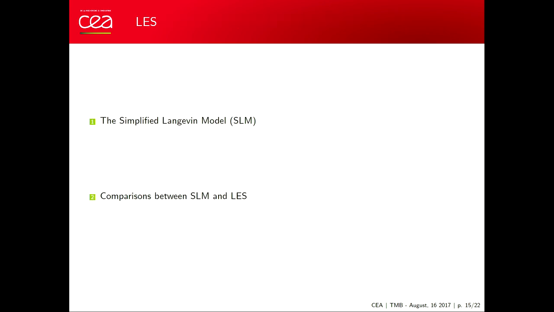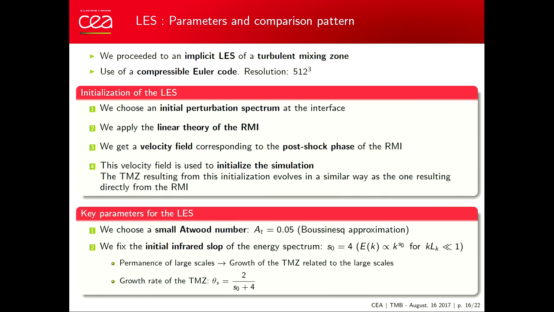Now that we have analyzed these properties, we wanted also to compare the SLM results to the ones given by large eddy simulations in order to have an idea of its restitution of the evolution of the TMZ. So we proceeded to implicit large eddy simulations. We used a compressible Euler code, and we initialized our simulations by choosing an initial perturbation spectrum at the interface, and then applying the linear theory of the Richtmyer-Meshkov instability, we were able to get a velocity field corresponding to the post-shock phase of the Richtmyer-Meshkov instability, and we used this to initialize the simulation. We also had two key parameters to fix for the LES: the Atwood number, which had to be small to stick to the Boussinesq approximation, and the initial infrared slope of the energy spectrum, because as we said, it controls the growth rate of the TMZ.